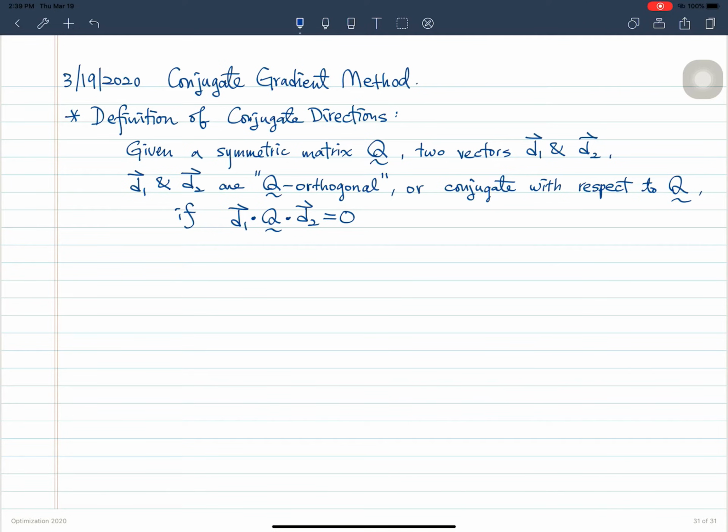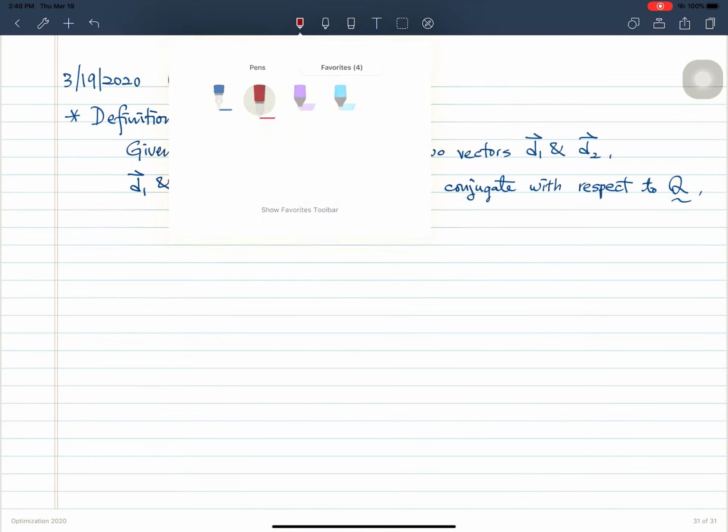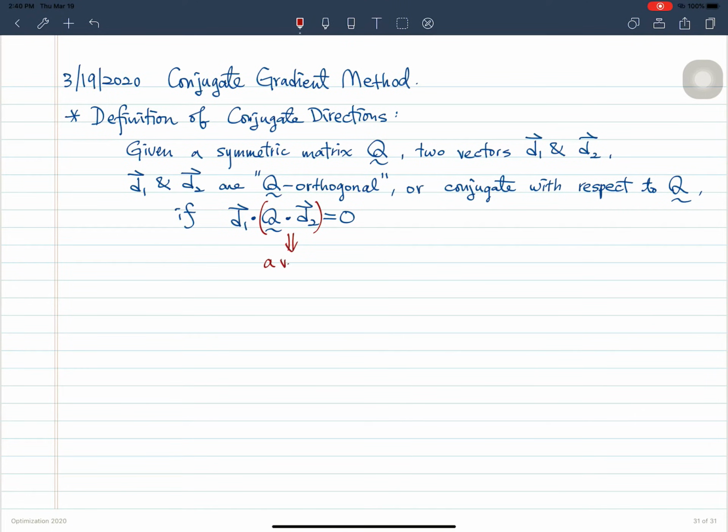If you remember what we introduced last time, a matrix dot product a vector gives another vector. So what is the result of Q dot product D? It's basically another vector, right? So over here, this is a vector. So what does Q do? Q is like a transformation matrix that transforms the D2 vector to a new direction, to QD2, right?